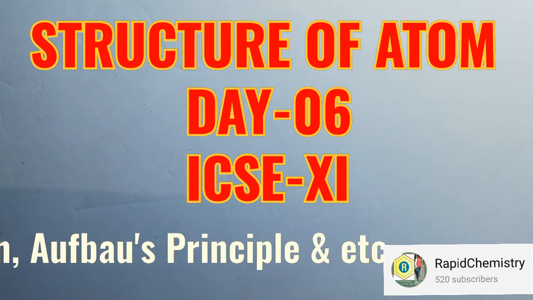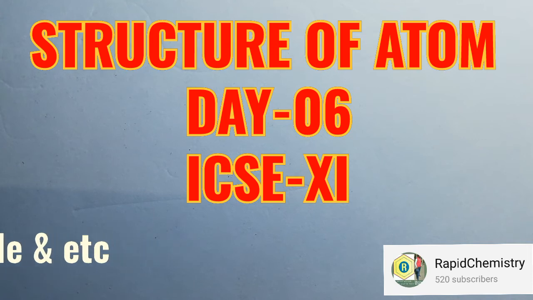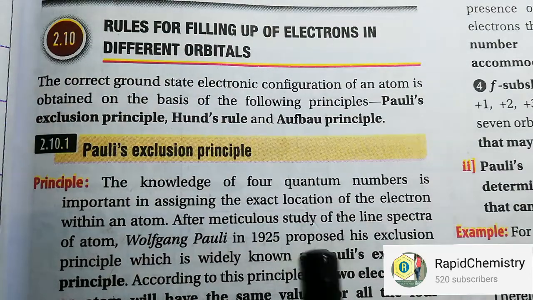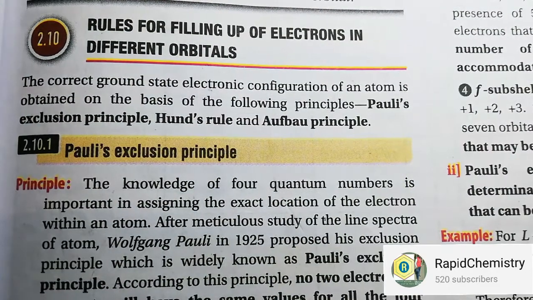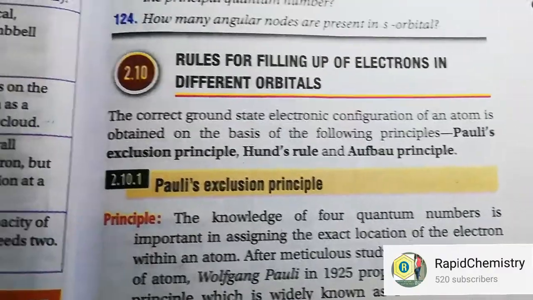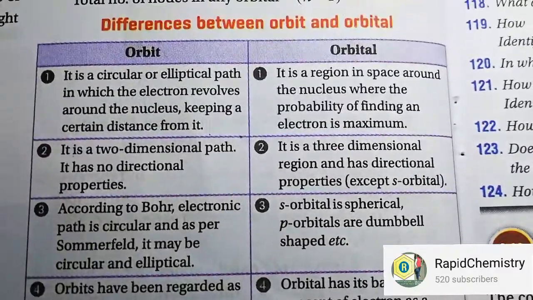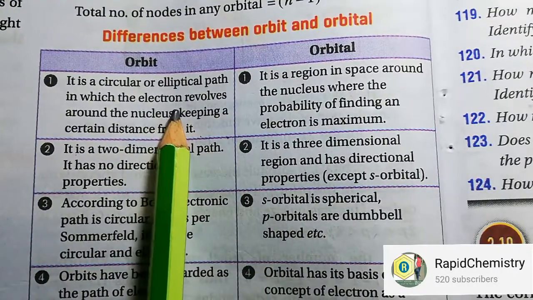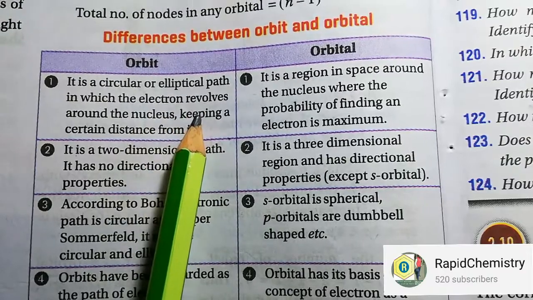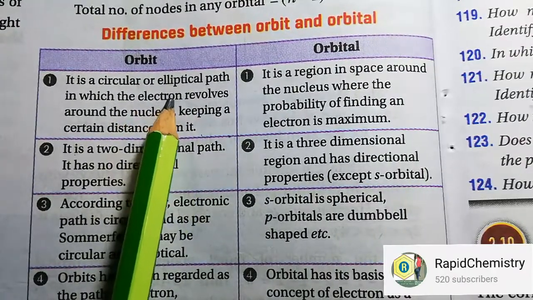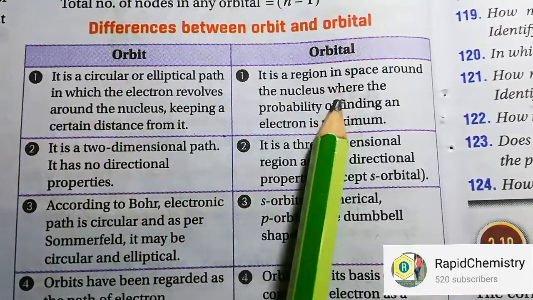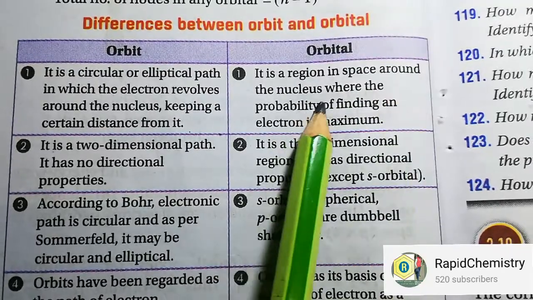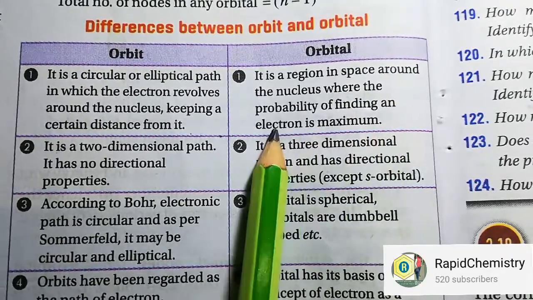Today I would like to share with you a very new unit, and that is rules for filling up of electrons in different orbits. Before we start this unit, I must say something about what we studied last day, that is orbit and orbitals. And you know what orbit is? Orbit is based on the circular or elliptical path, and it is generally based on the two-dimensional structure of the atom. And orbitals are the regions in space around the nucleus where the probability of finding an electron is maximum.